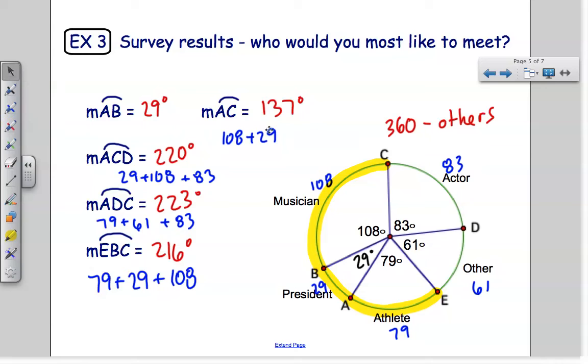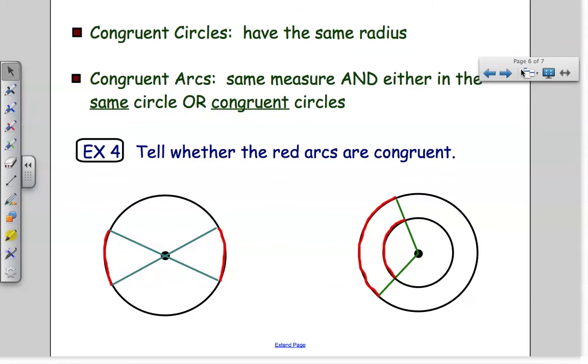So working with central angles being the same as the measure of the arc and arc addition, one more topic we're looking at today is congruent circles and congruent arcs. Now for circles to be congruent, they need to have the same radius or diameter. I mean, really, radius and diameter are related pretty directly. For arcs to be congruent, you need two things.